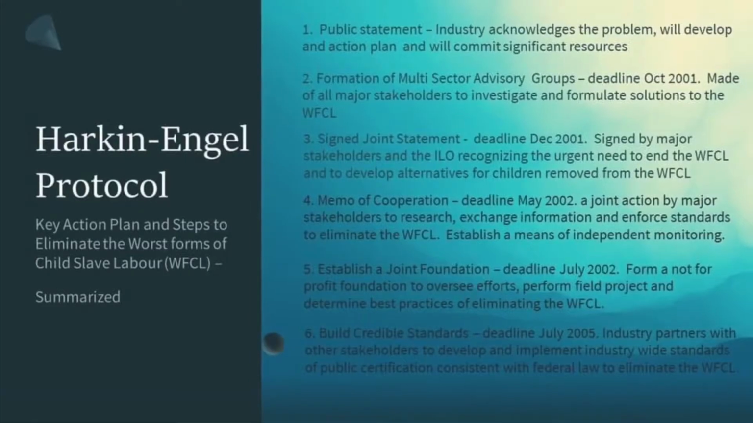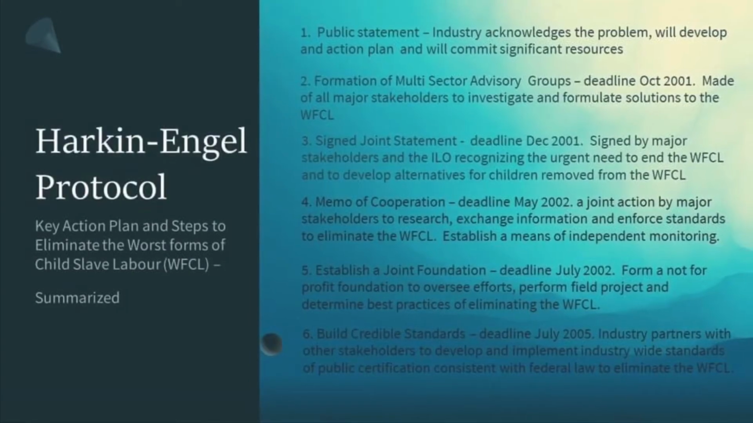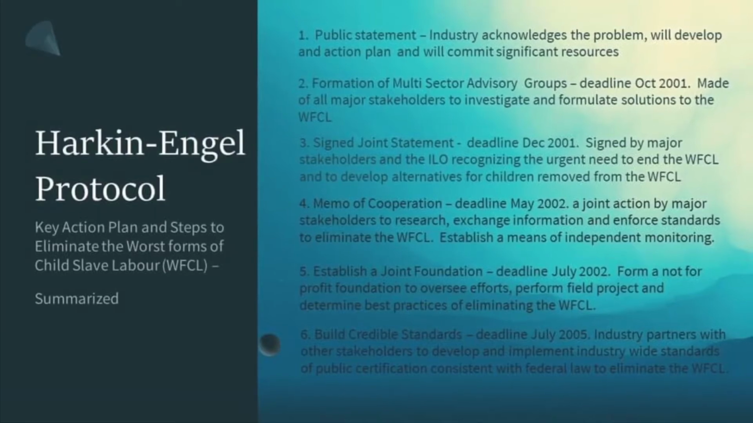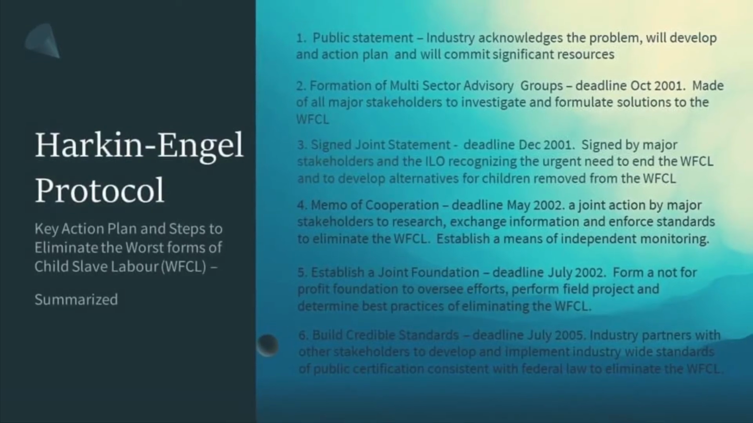And the last one, the industry would develop and implement industry-wide standards of public certification that cocoa had been grown without any of the worst forms of child labor. So this was supposed to be done by July 2005. Wrapped up, certification, ready to go. Like I said, this was a non-binding agreement. The industry was going to regulate itself. And there was really no legal recourse, no legal action if they did not self-regulate themselves. So let's do some checkups here.